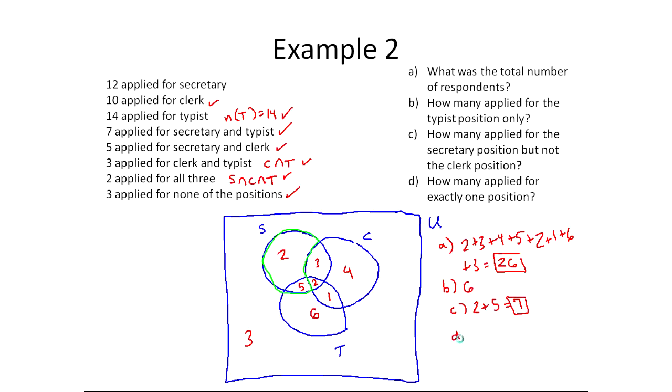And then finally, D says how many people applied for exactly one position. That would be these people out here outside of the overlaps. So that'd be 2 plus 6 plus 4. So 12 people. So it's really impressive how we can take this information and summarize it using essentially set notation. And that's the whole point, is when we can consider things in terms of sets, we can answer really complex questions regarding those situations or whatever it may be.